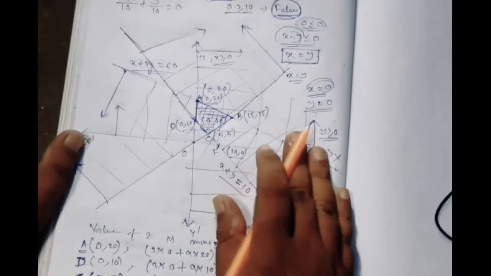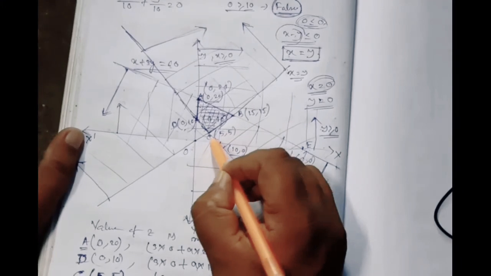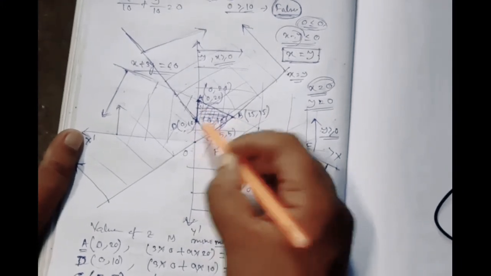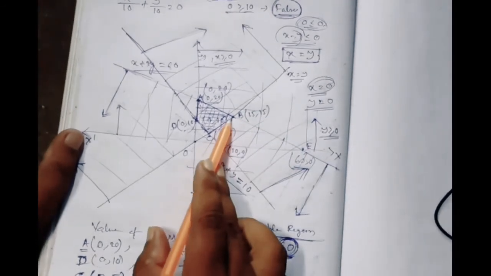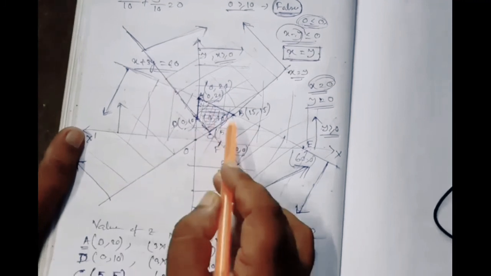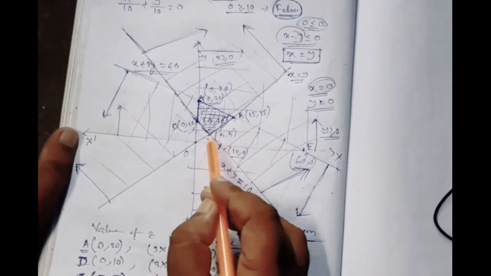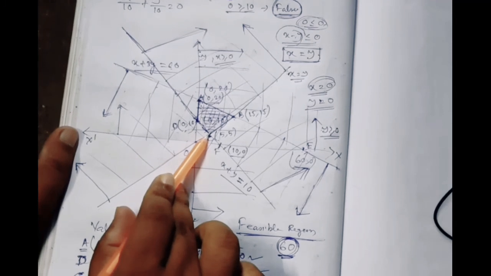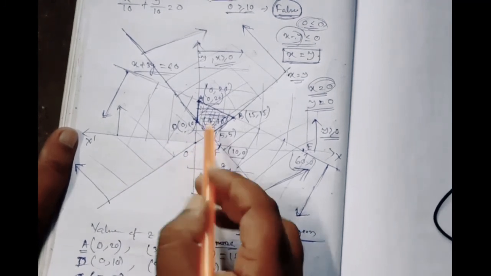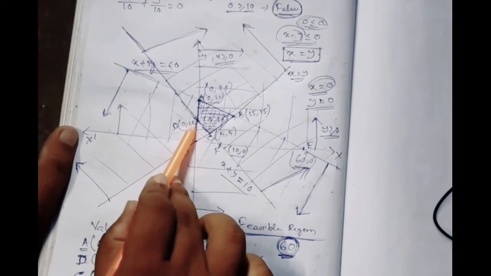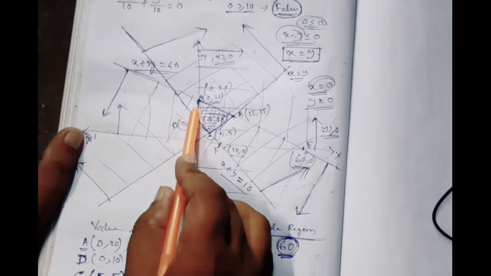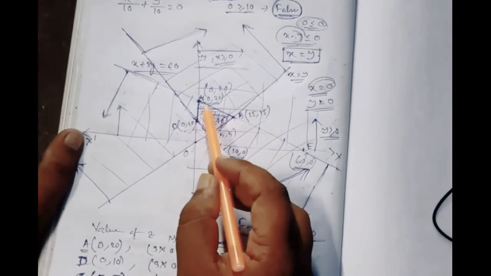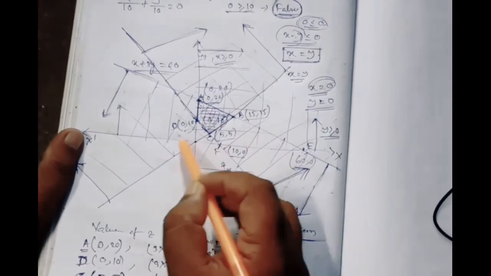Okay, and here the cut points are C, B, A, D, or A, B, C, D, whatever you say. This is the cut point of the straight line x plus 3y is equal to 60 and x equal to y. This is the cut point of x plus y is equal to 10 and x equal to y. This is the cut point of x plus y is equal to 10 and x equal to 0, and this is the cut point of x plus 3y is equal to 60 and x equal to 0. So we are getting these 4 points from here.